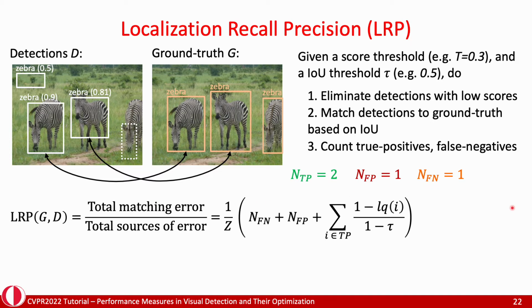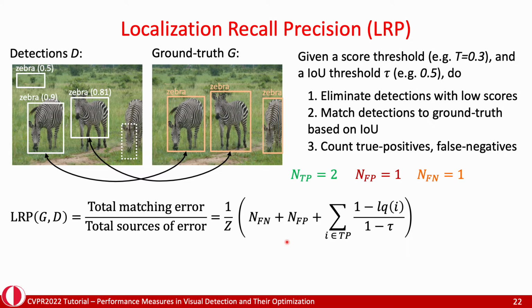Okay. LRP between a set of detections and a set of ground truth boxes is computed as a ratio of total matching error and the total sources of error. So LRP's maximum value can be 1 and its minimum value can be 0. Let us first look at the total matching error. This expression represents the total matching error.